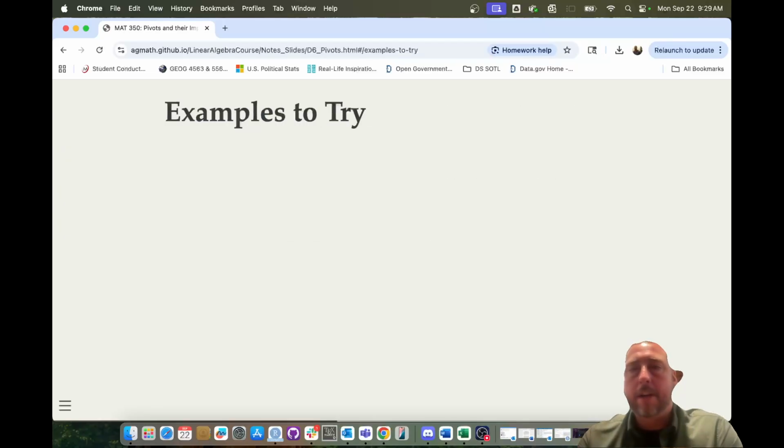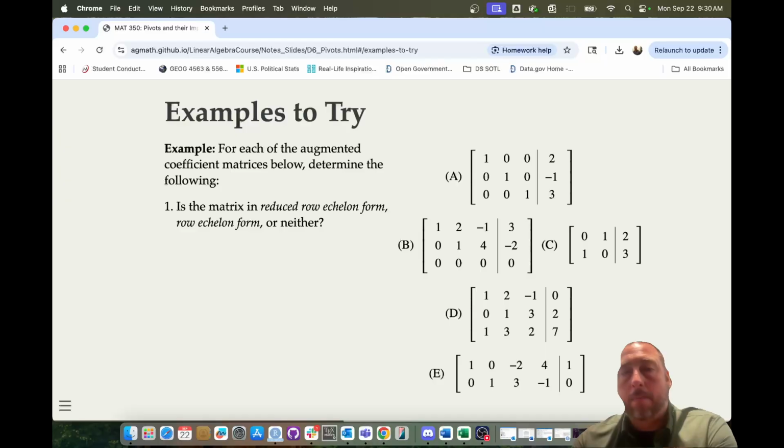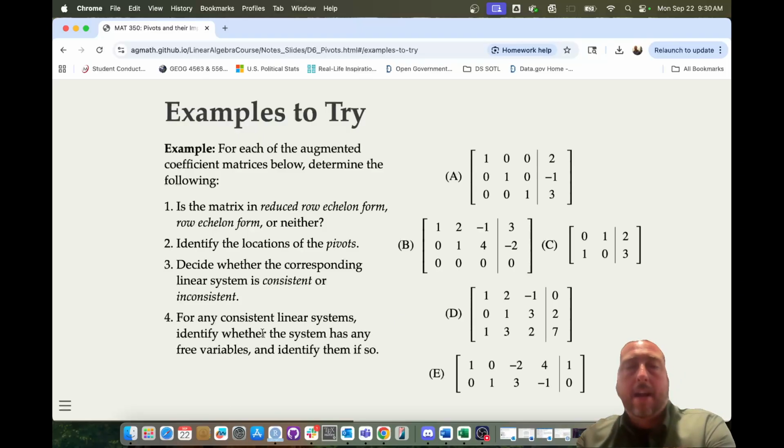I've got some examples for us to try, and I think we will try some of them. We'll use the row reduction applet as we go through and do it. So here I've got about 5 systems, I think, in their matrix form. We want to know, is the matrix in reduced row echelon form? Is it in row echelon form, or is it in neither? Once we've identified that, can we identify the locations of the pivots? And actually, these questions may be in opposite order of the way we'll answer them. We want to decide whether the corresponding linear system is consistent or inconsistent. And for any consistent linear systems, we want to identify whether the system has any free variables. We want to be able to identify them.